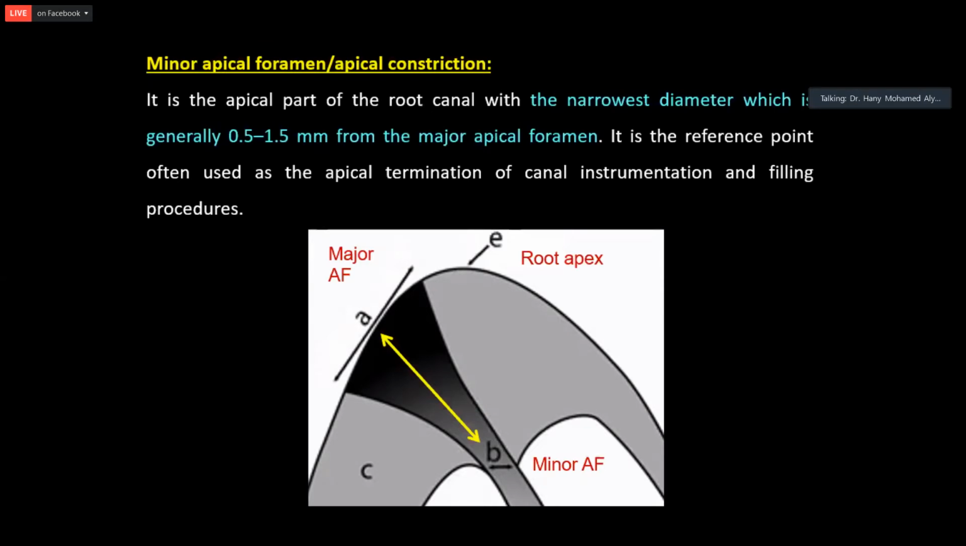And it is considered as a reference point for our termination of the root canal instrumentation and filling.